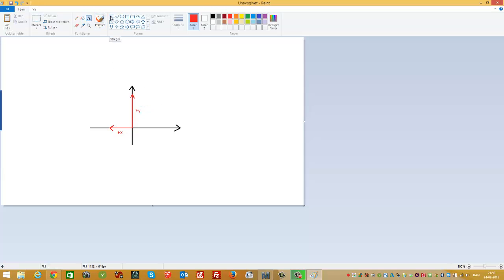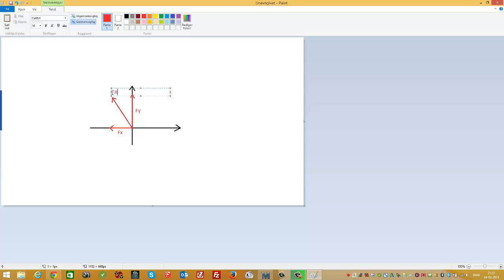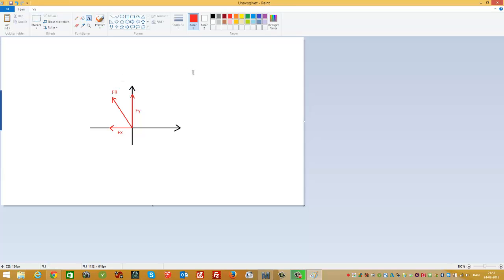And now the assignment is to find the Fr for this, and it is here. That's the resultant. It's not so easy to control, but I'll try again. Need to have it somewhere here. Yeah, this is Fr. So now I can give this the name Fr. Now I'll take a print screen of this.